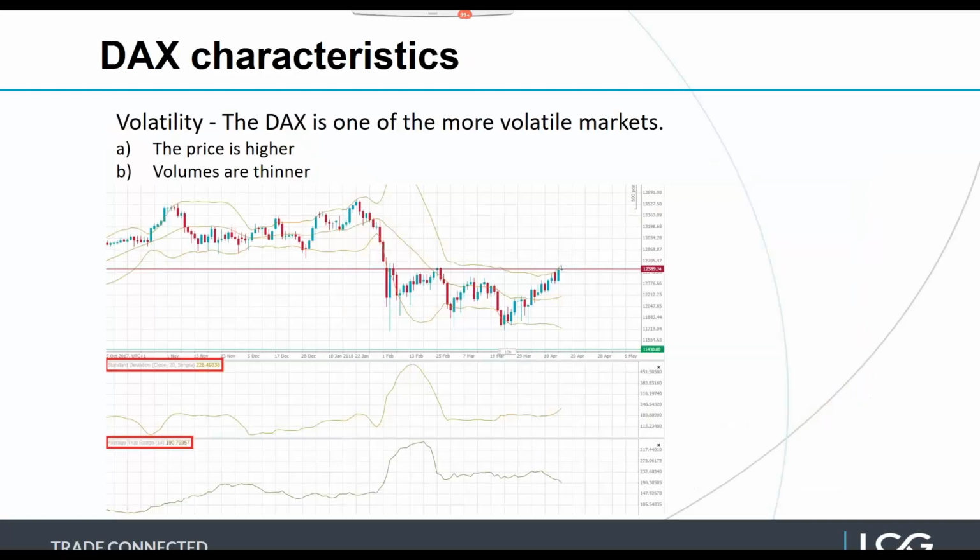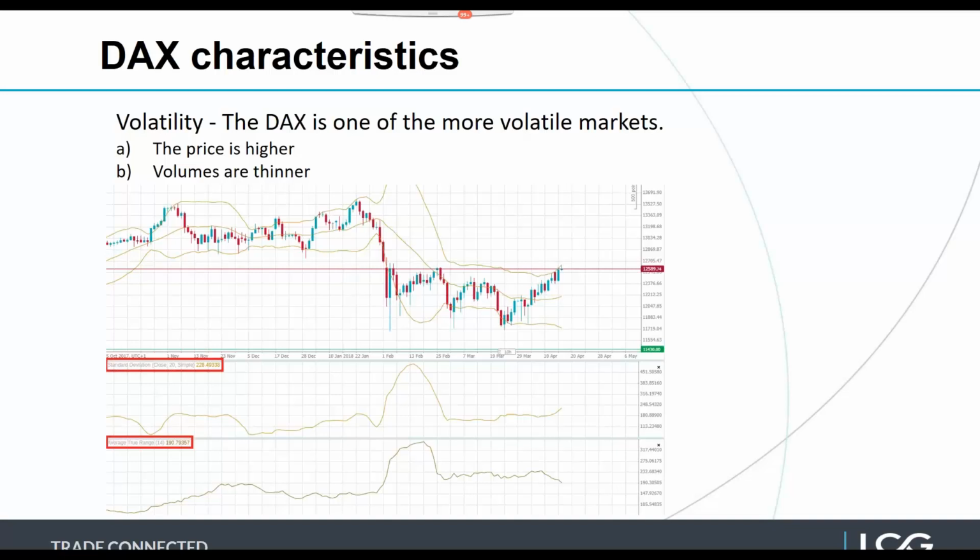So just something to consider here for when trading the DAX: volatility. The DAX is one of the more volatile markets, and I think that is to some extent why it's popular as a trading market. I've heard many people say it's easier to trade than the FTSE. One reason for that is that the price is higher. So if the value of the index at the moment is 12,000, say, for example, the FTSE at 7,000, well, you'd expect double the amount of points movement in a day.